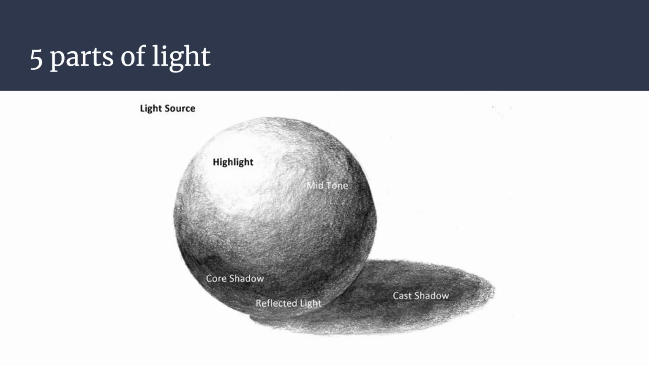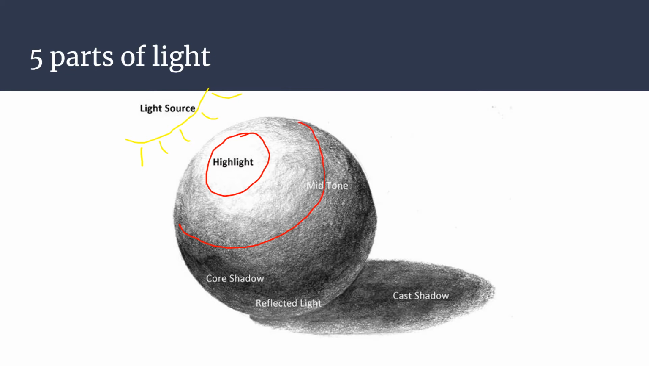All right, so first, we have our light source. So we think about the sun or a light bulb. All right, then we have the highlight. This is the brightest part of an object, the part where the light source hits our object. Next, we have our midtone. So this is going to be our grayish area.